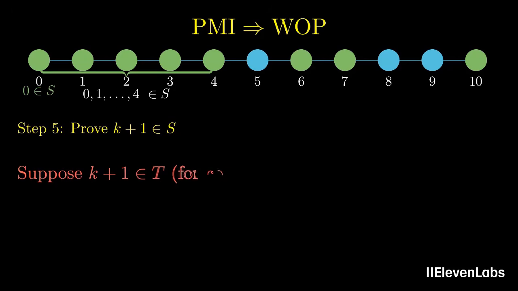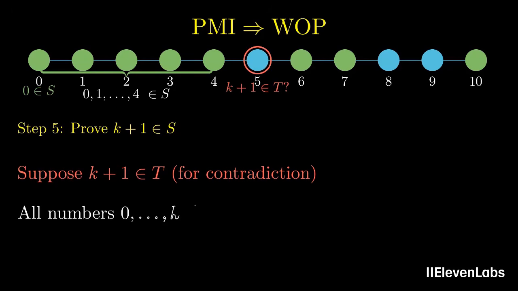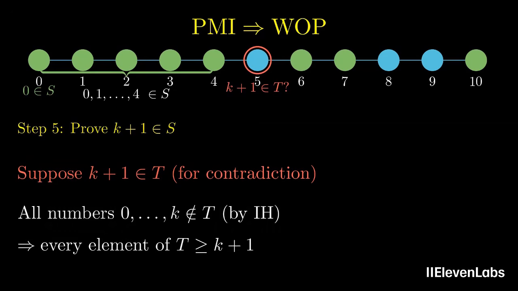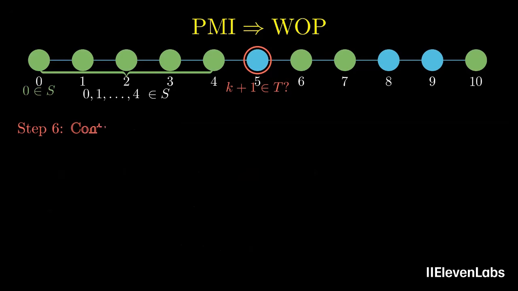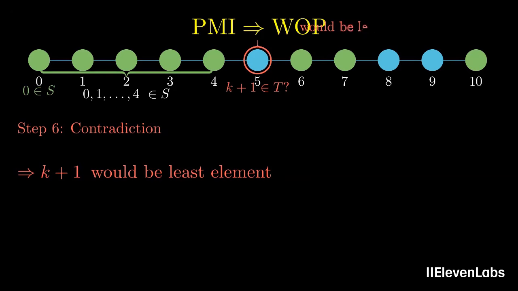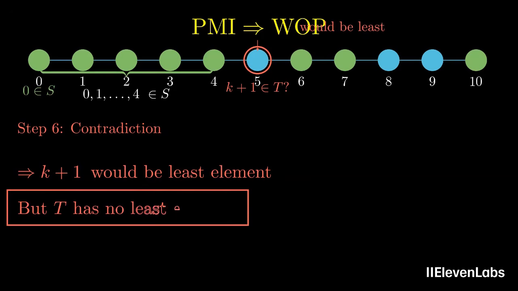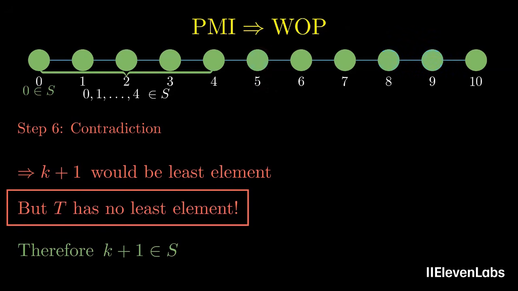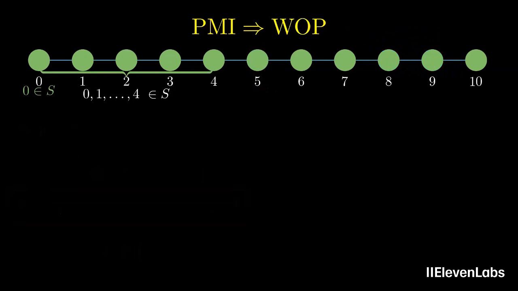If possible, suppose k plus 1 is in T. All elements from 0 to k are not in T. This implies every element of T is greater than or equal to k plus 1. The next step is the contradiction step. The above analysis shows that k plus 1 is the least element of T. But, by our assumption, T has no least element. Therefore, k plus 1 must be in S.